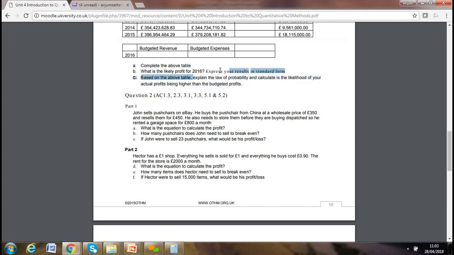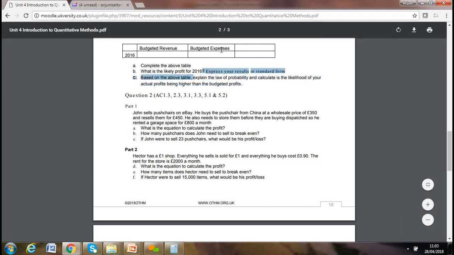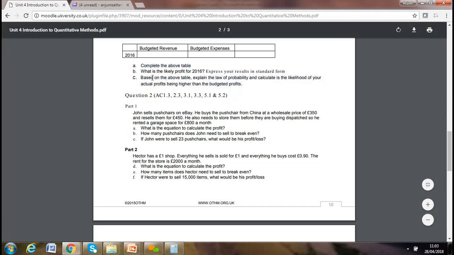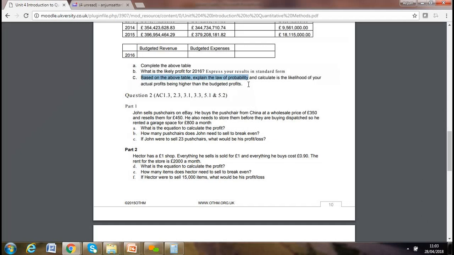What will be the likely profit? When you take the difference between these, that will be the likely profit. Then the third one. A, you complete this table. B, the difference between budgeted revenue and expenses. And C, part B requires our answers in standard form. Standard form is revenue minus budgeted expenses. That gives us a statement, which is fine even if you do it in this format.